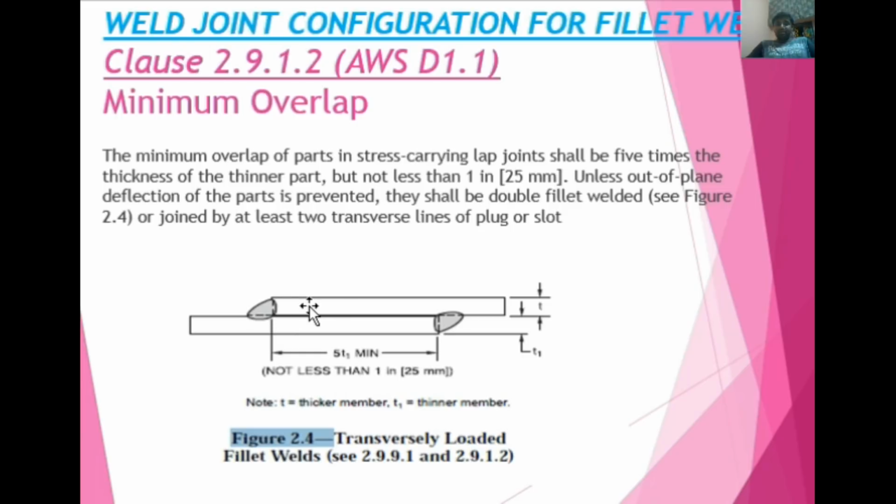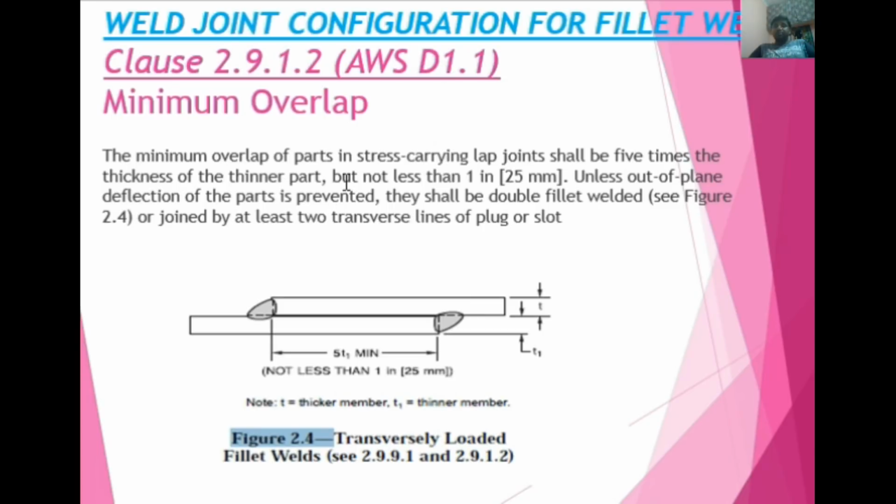You see here, this is one plate and this is another plate. This is the thickness. This length, the space of this overlap, should be 5 into T, not less than 25 mm. There are two things here. If it is maintained at 5 into T, it should be maintained. Otherwise, it should not be less than 25 mm.